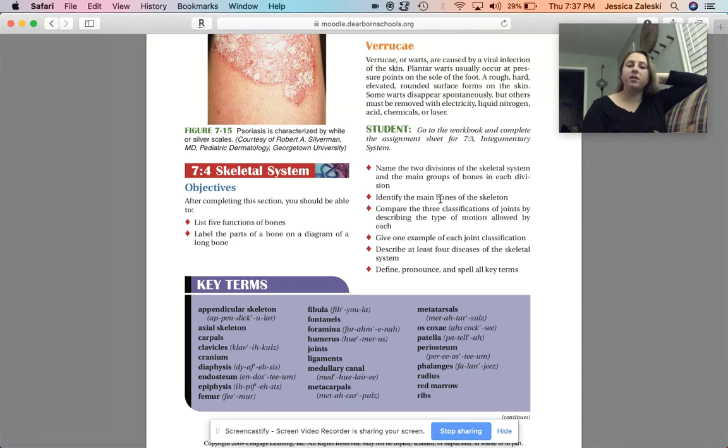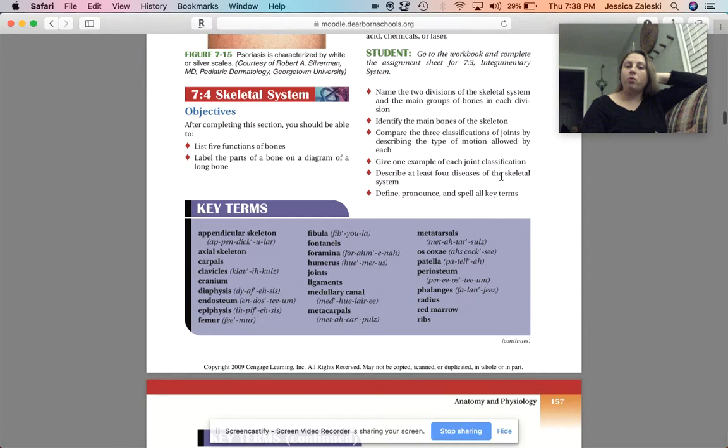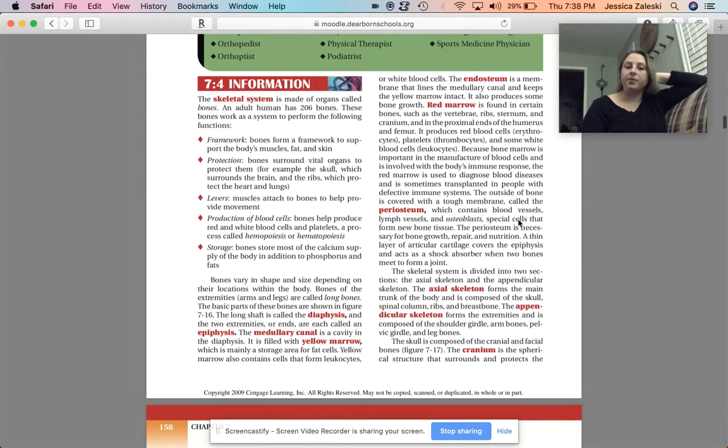You'll be able to identify the main bones of the skeleton. Compare the 3 classifications of joints by describing the type of motion allowed by each. You'll be able to give 1 example of each joint classification. Describe at least 4 diseases of the skeletal system, and then define, pronounce, and spell all key terms.